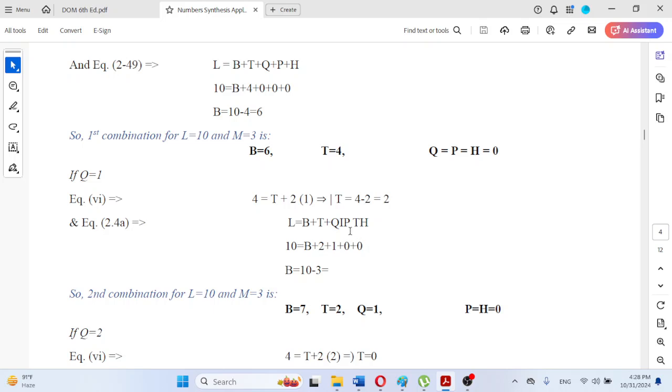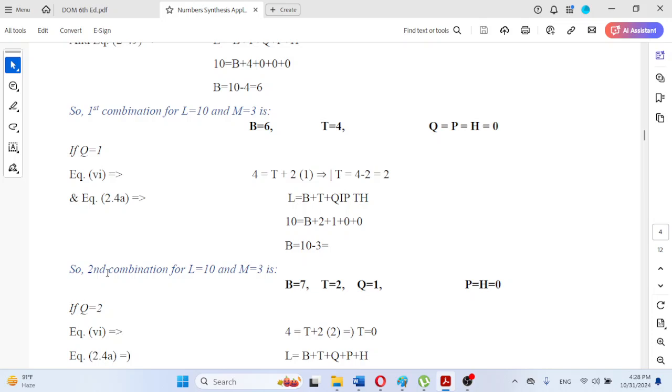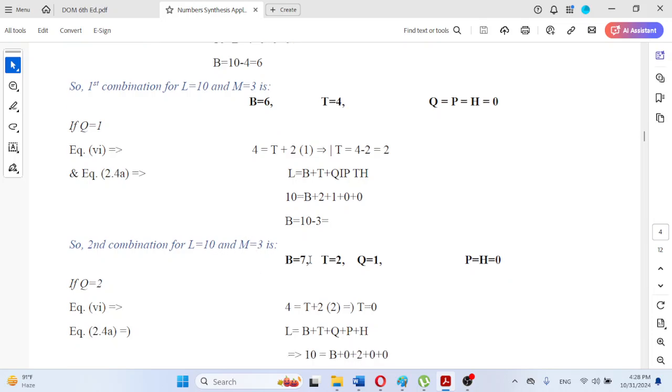So the equation 2.4a will give that binary links, so T is 2 and quaternary link is actually 1. So in this way, here are some typing mistakes. Again, total number of links are 10, so 10 minus 3 will be equal to 7. So the second combination for L is equal to 10 and M is equal to 3 is 7 binary links, and 2 ternary links and 1 quaternary link. And pentagonal and hexagonal links must be 0.